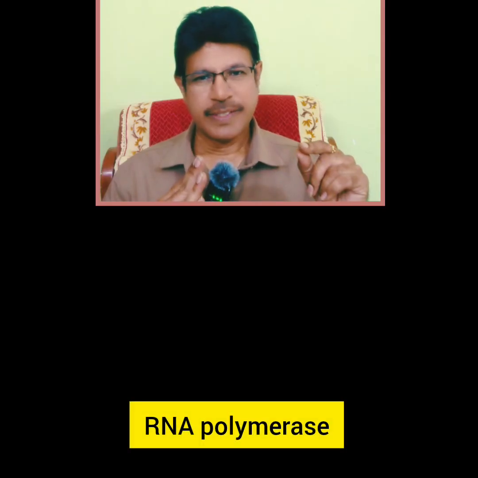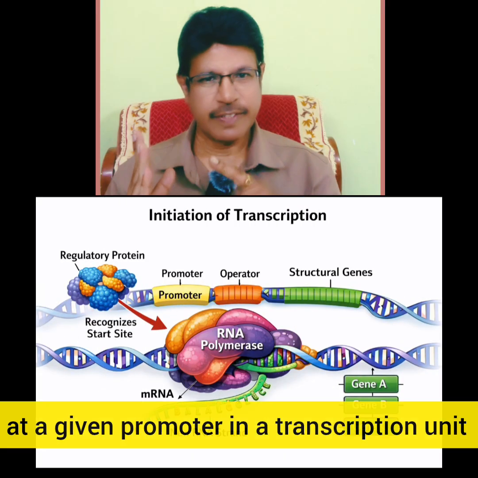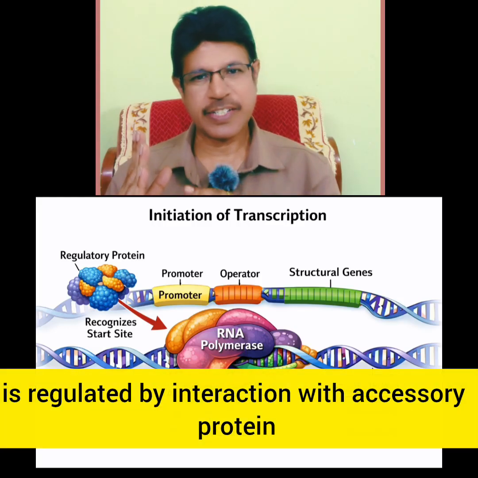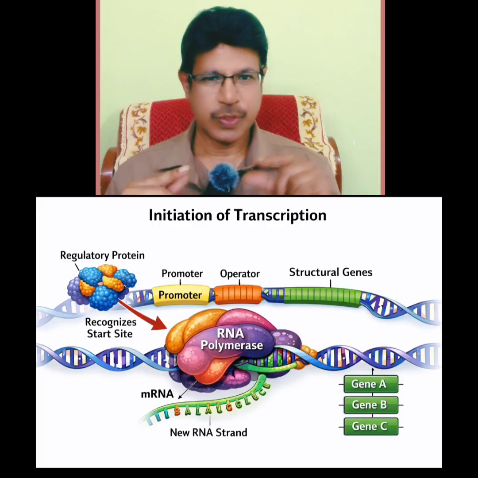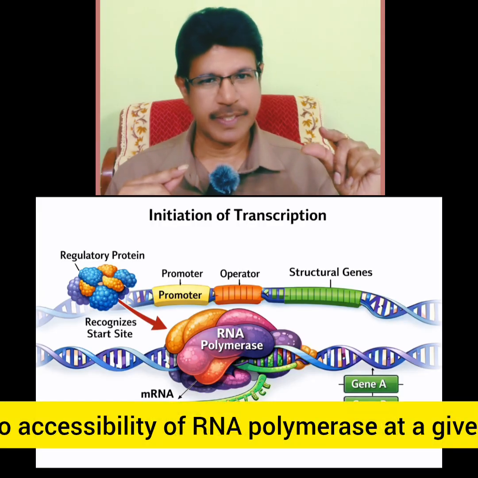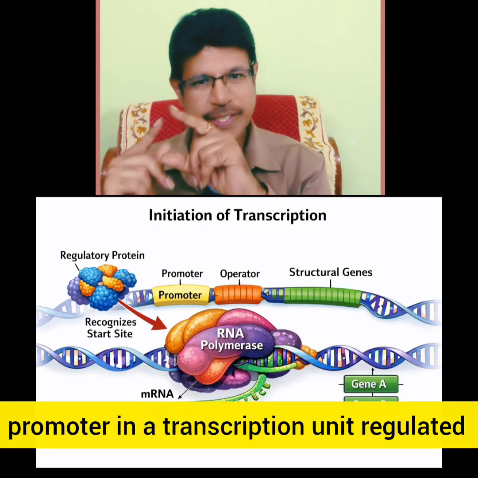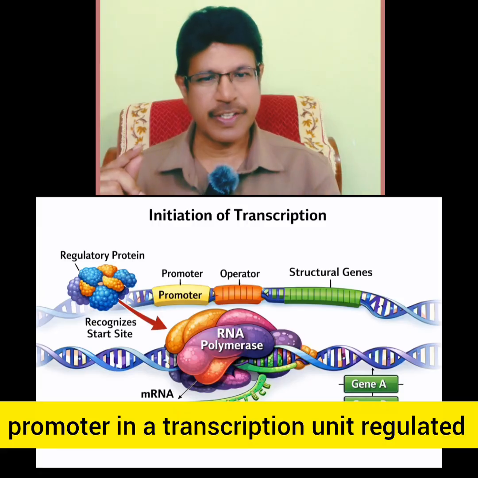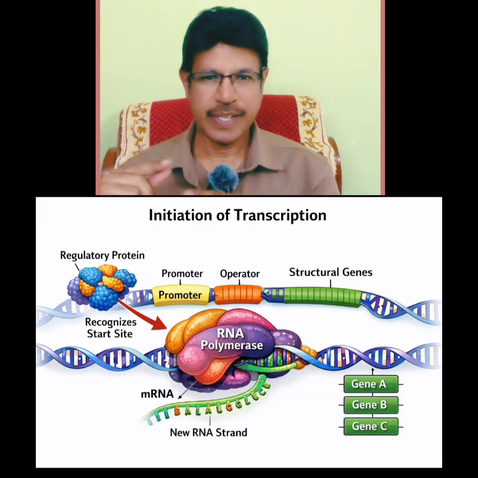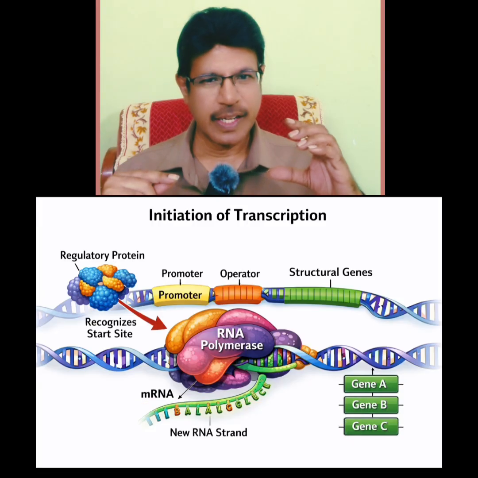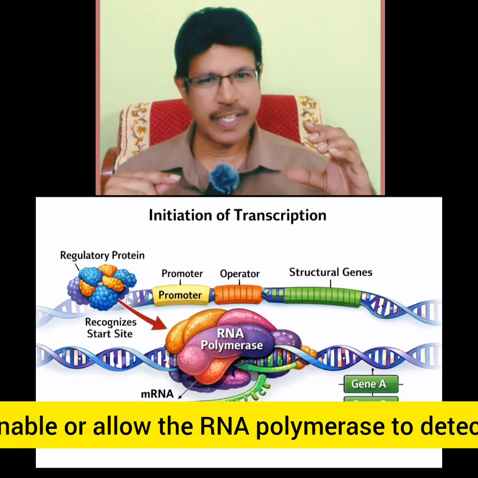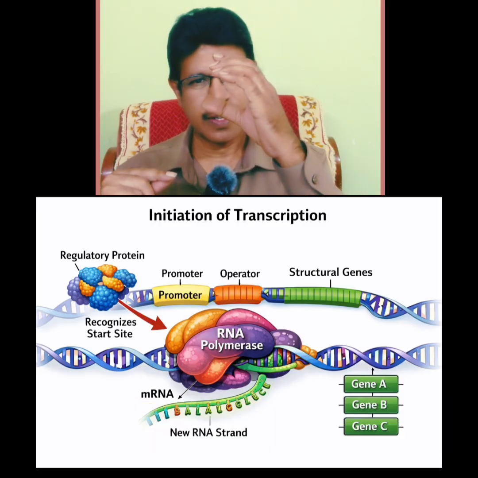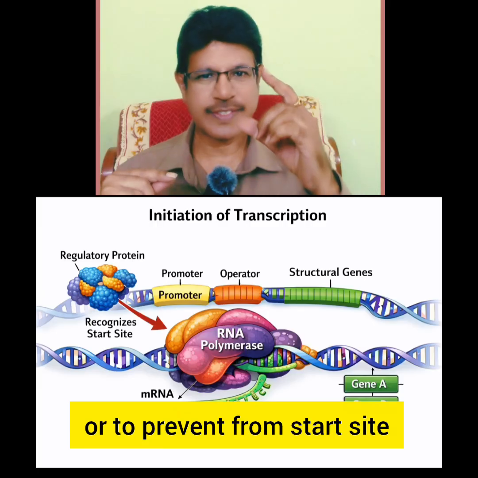In E. coli, if you take the example, RNA polymerase at a given promoter in a transcription unit is regulated by interaction with accessory protein. So accessibility of RNA polymerase at a given promoter in a transcription unit is regulated by accessory protein.